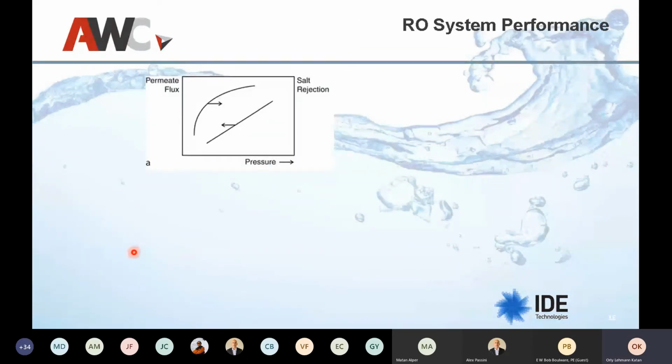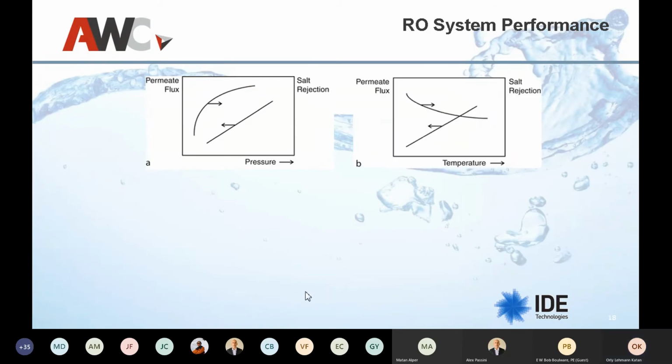So if we just look at each parameter that I mentioned before, we see that if we increase feed pressure, then we're of course increasing permeate flux and we're increasing salt rejection. With higher temperatures, let's say we're working now in the same plant, working in the summer, we're going to increase our permeate flux and reduce salt rejection. So we're getting worse quality during the hot season than we are in the cold season.